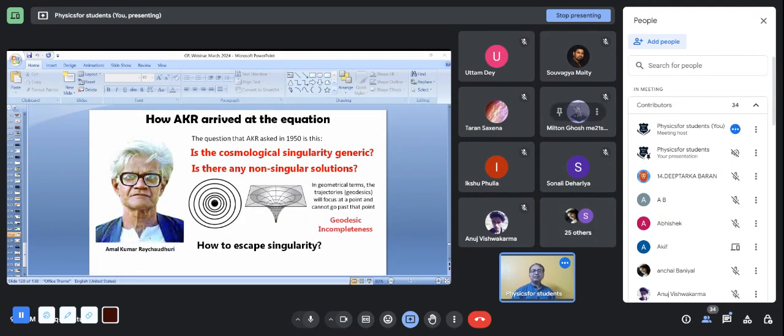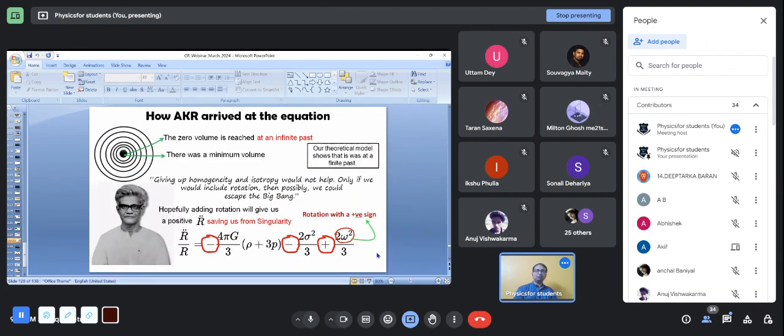So what he did is this. He thought, is the cosmological singularity generic? Is there any non-singular solution? That means, is there any way in which we can escape singularity? And the answer that he found is no. We cannot escape singularity. And this is what it shows. Assuming that zero volume is reached at infinite past, there was a minimal volume. Our theoretical model obviously shows that we had a finite past.